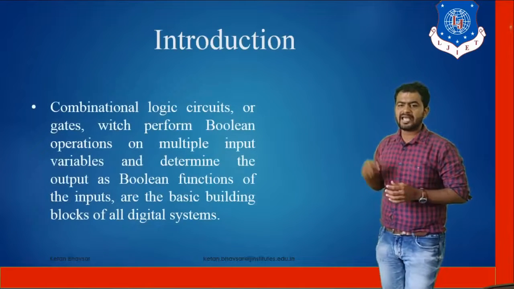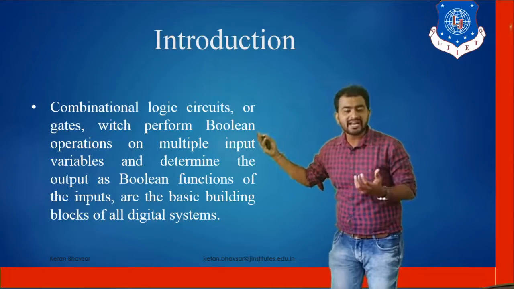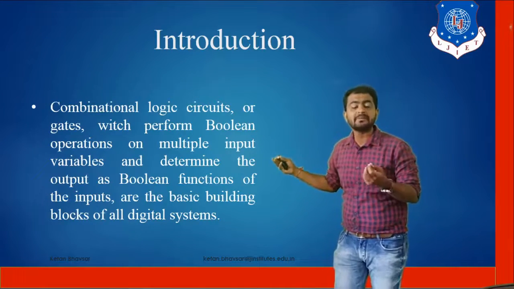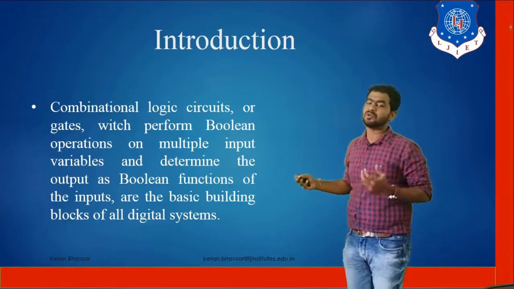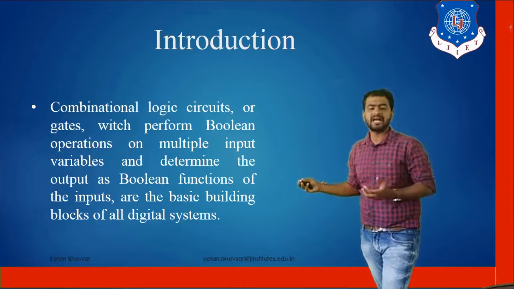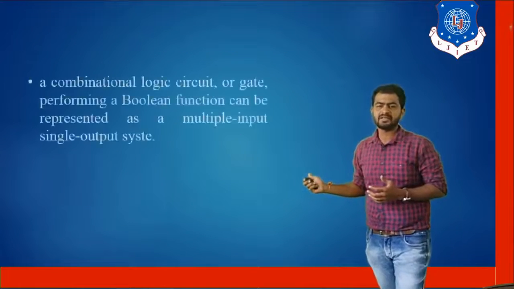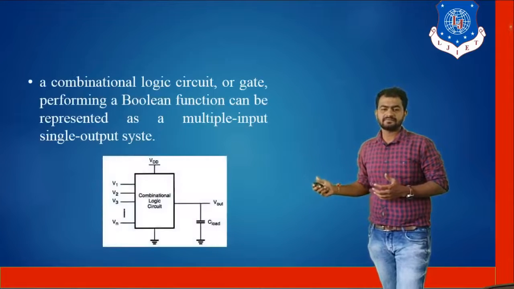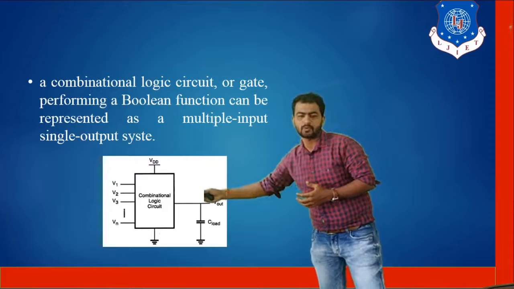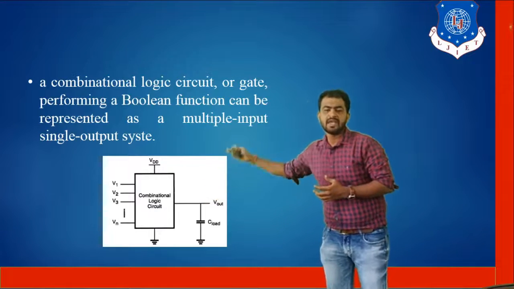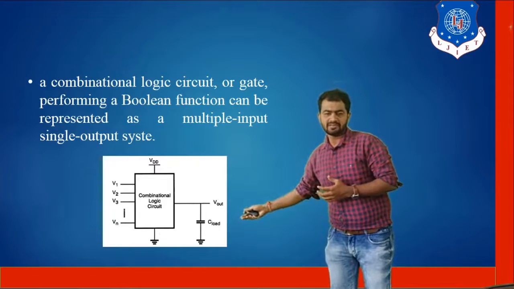So, the introduction part. As you can see, what is a combinational circuit? Combinational logic circuits are gates which perform a Boolean operation on multiple input variables and determine the output as Boolean functions of the input. The basic building block of the digital diagram must look like this. As you can see, this is the basic diagram of the combinational circuit. We provide the different types of input on this side. We connect VDD and the ground terminal, and then the output.